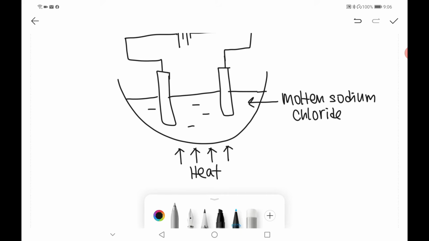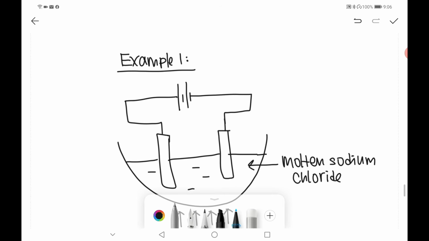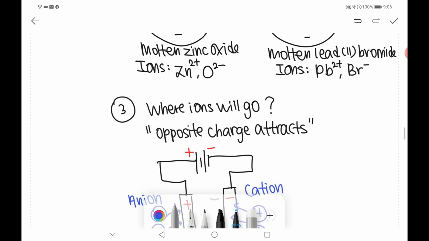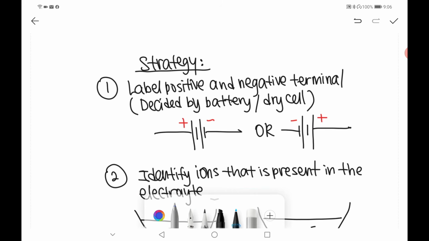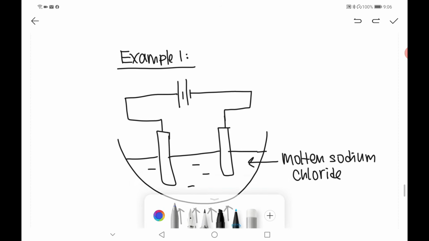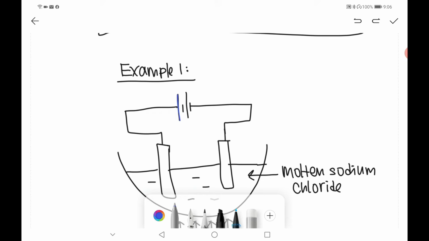Let me show you step by step how to use the strategy to solve a question. Look at step number 1: we need to label the positive and negative terminal by referring to the battery. The longer side of the battery is positive. The shorter side of the battery is negative. Now we have labelled the positive and negative terminals.